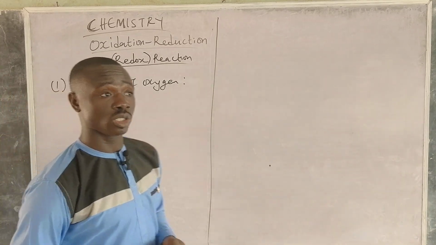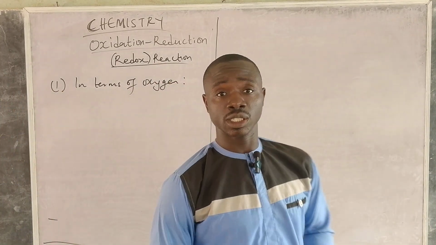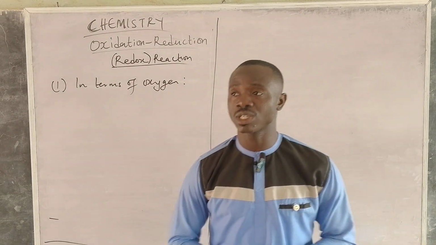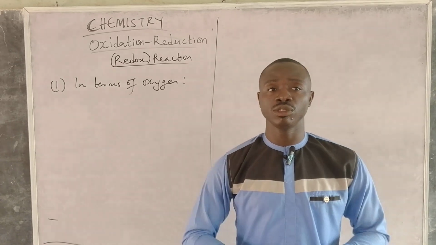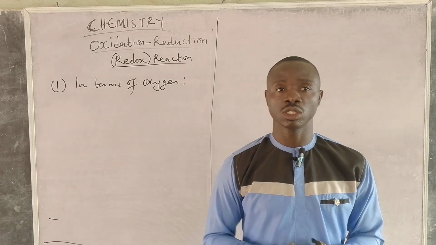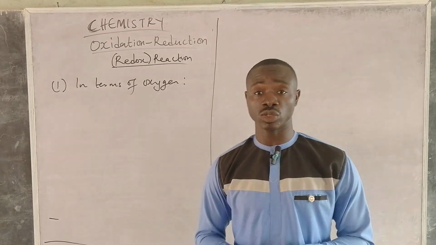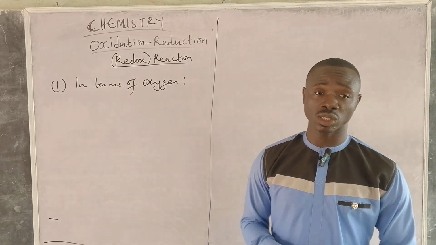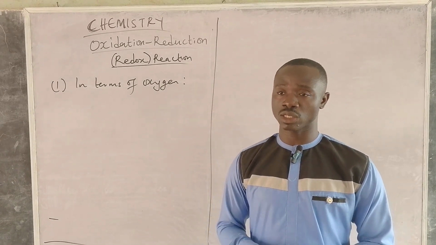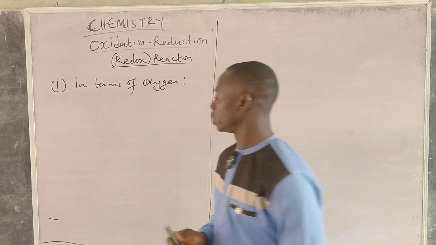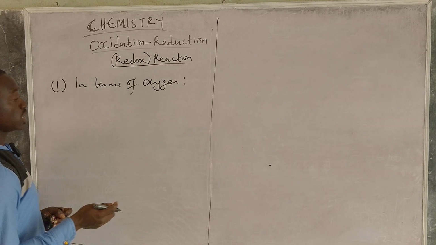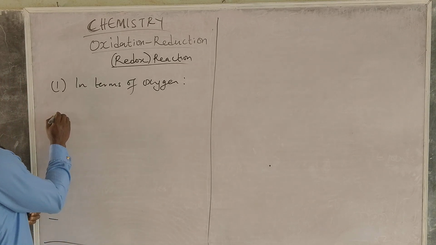In terms of oxygen, oxidation can be defined as the addition of oxygen to a substance, while reduction can be defined as the removal of oxygen from a substance, meaning when you add oxygen to a substance, that substance has been oxidized, while when you remove oxygen from a substance, that substance has been reduced. So I am going to be using equations to explain what I mean by that.